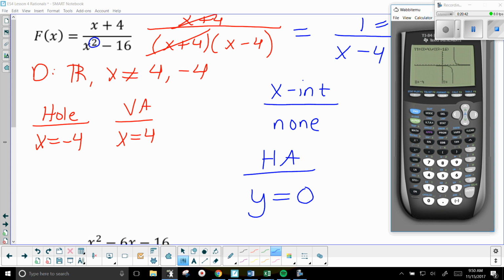There are no x-intercepts. So basically that's telling me it's not crossing my horizontal asymptote, right? If the horizontal asymptote's there at 0, it's not going to cross it. Okay? And there's no x-intercepts yet. We talked about that. So everything we talked about was right.